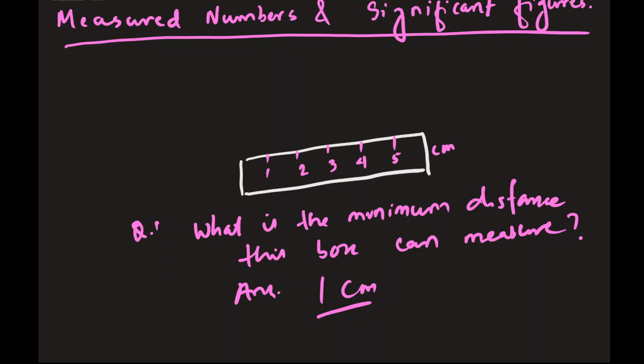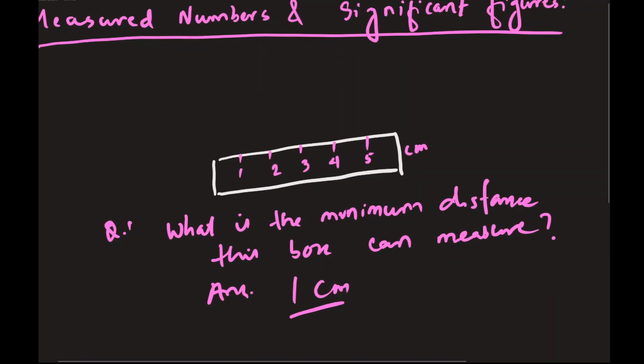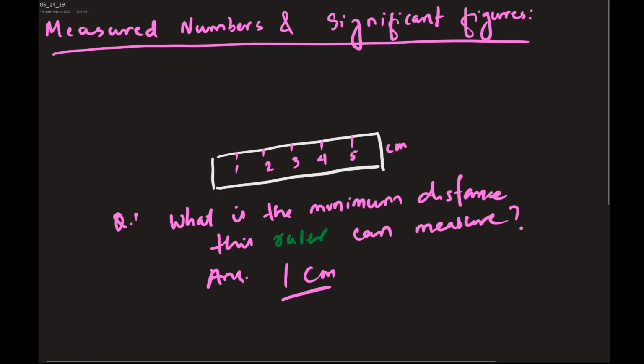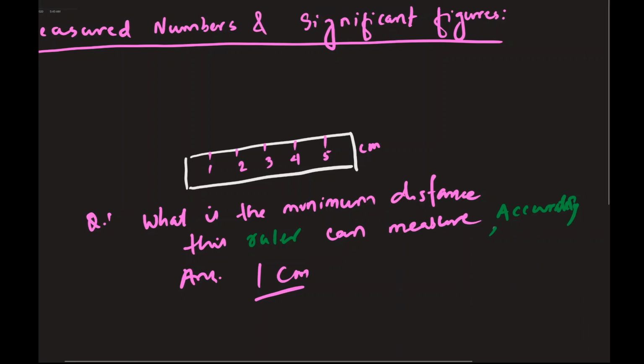So let's make this question more clear. What is the minimum distance this, sorry, it is not a box, this is a ruler. What is the minimum distance this ruler can measure accurately? So the answer is 1 centimeter.